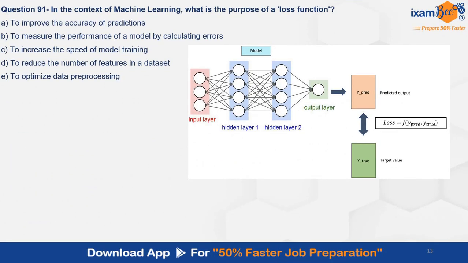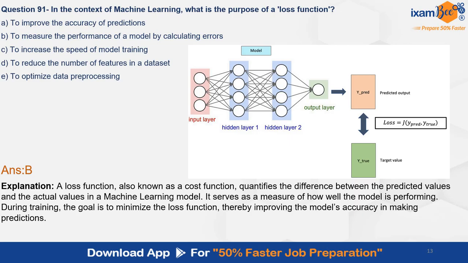Question number 91. In the context of machine learning, what is the purpose of a loss function? A. To improve the accuracy of predictions. B. Measure the performance of a model by calculating errors. C. To increase the speed of model training. D. To reduce the number of features in a data set. E. To optimize the data pre-processing. And the correct answer is B, to measure the performance of a model by calculating errors.